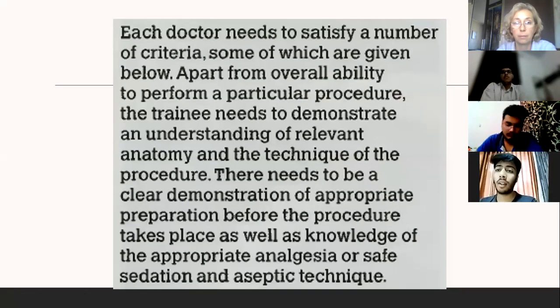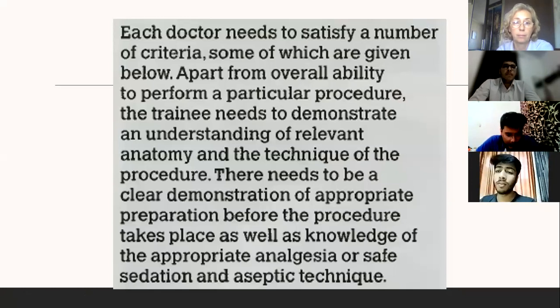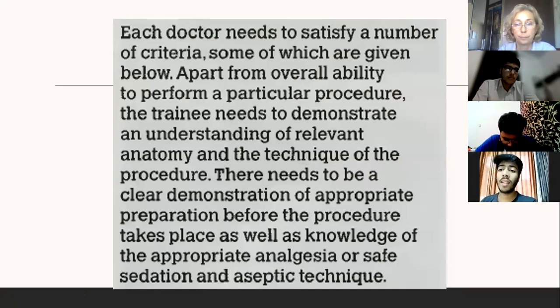Ma'am, each doctor needs to satisfy a number of criteria, some of which are given below. Apart from overall ability to perform a particular procedure, the trainee needs to demonstrate an understanding of relevant anatomy and the technique of the procedure. There needs to be a clear demonstration of appropriate preparation before the procedure takes place, as well as knowledge of the appropriate analgesia or safe sedation and aseptic technique.